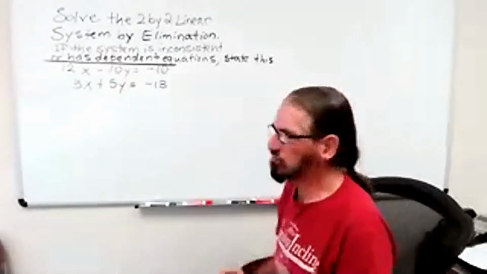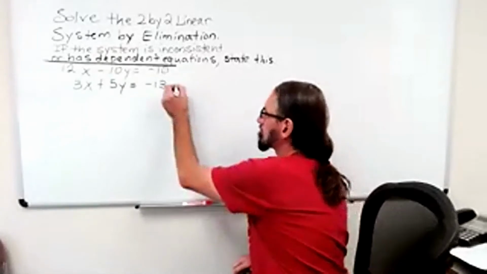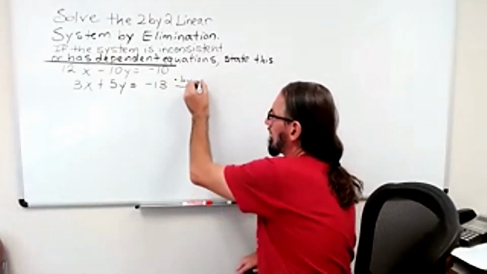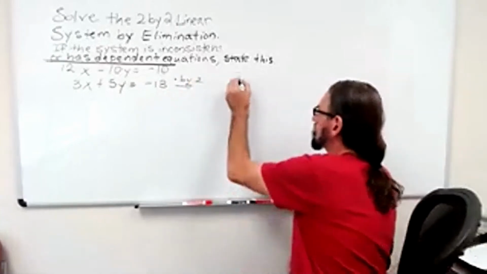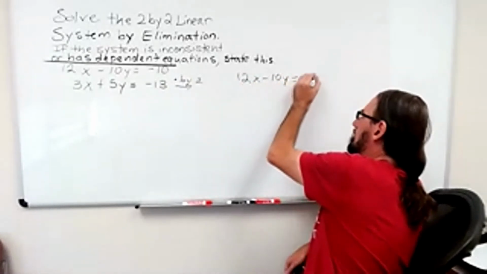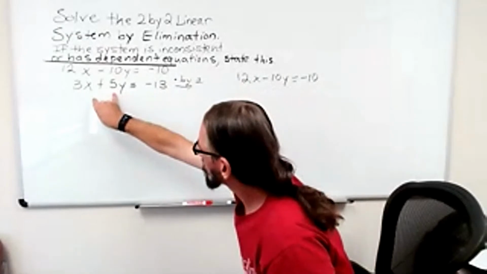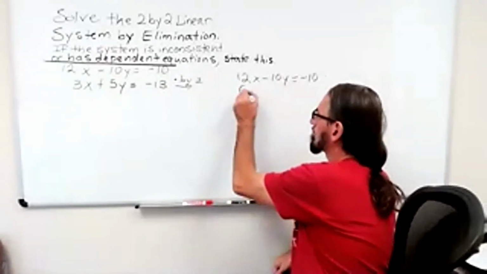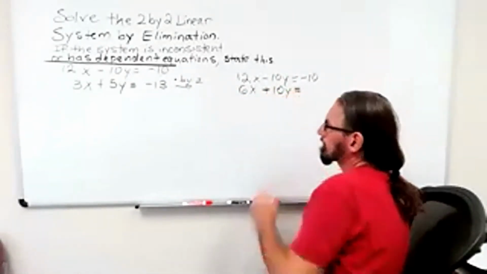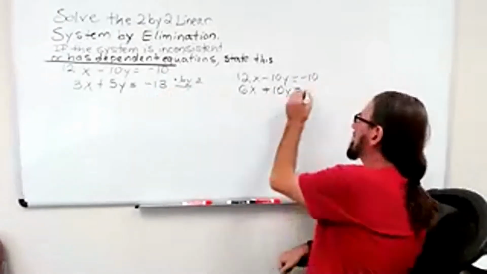We've already got negative 10y, so I'm going to multiply the second one by positive 2. All terms you distribute over on the left-hand side. And don't forget to multiply the negative 13 by 2 as well. Keep it balanced.